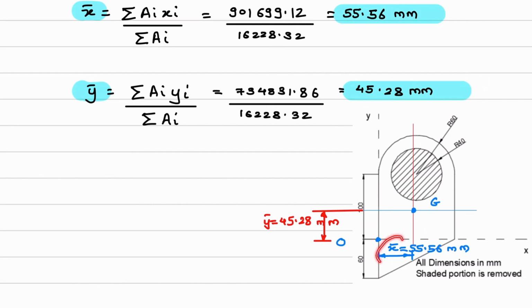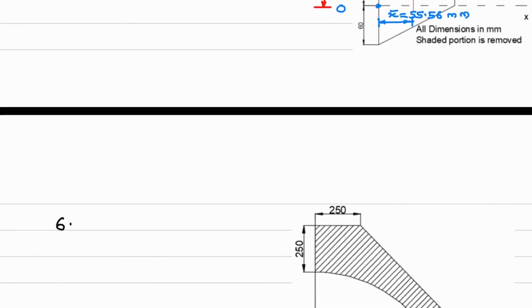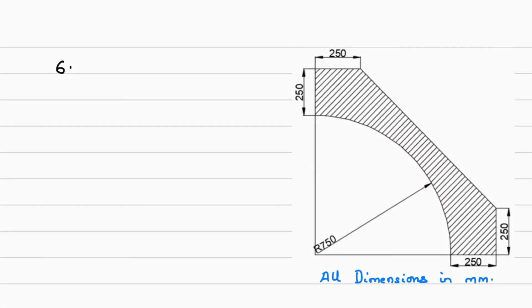So we have marked X bar, location of G from point O, which is 55.56 mm, and we have marked Y bar, which is 45.28 mm, location of point G from point O, the vertical distance. So we have completed numericals on centroid.